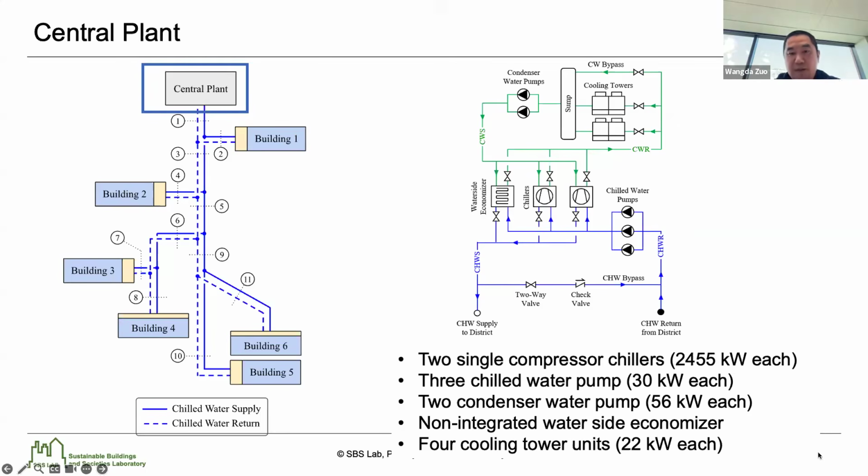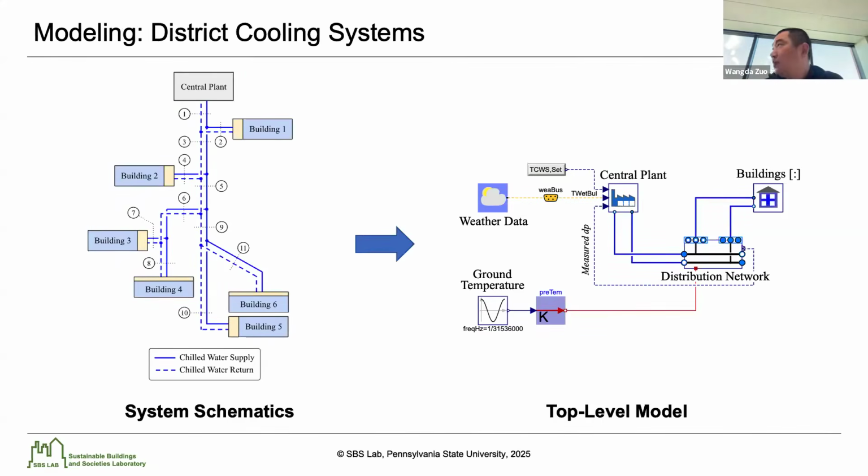You can see the information about the system. The chiller is about 2,400 kilowatt compressor capacity, then the chilled water pump, condenser water pump, etc. We got this information from the facility, and we also got their design documentation. By using that, we can develop our Modelica model.